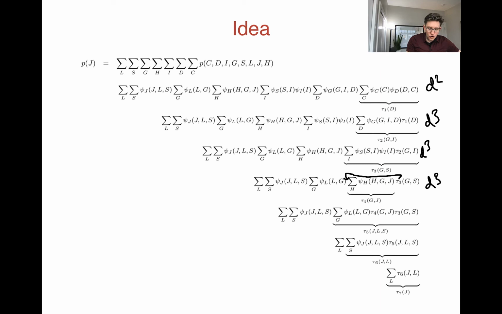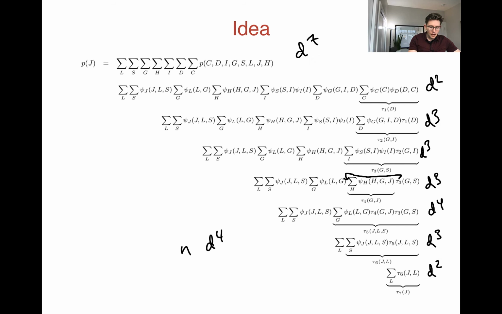In this next step, notice that we have four variables in our sum, L, G, J, and S. Now we can't get around incorporating this factor here. This takes time D to the 4. Then we can keep going, D to the 3 and D squared, respectively. Okay. So we did this calculation. We calculated the distribution over J. And notice that the time we took is roughly n, in this case n is 7, times D to the 4. Notice that that's quite a bit less than our naive algorithm, which again takes time D to the 7.